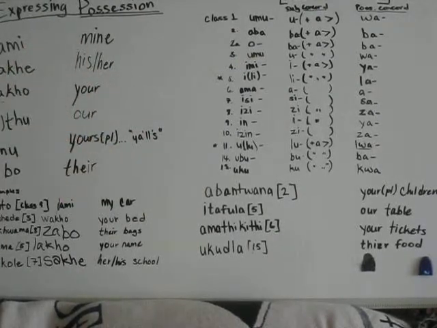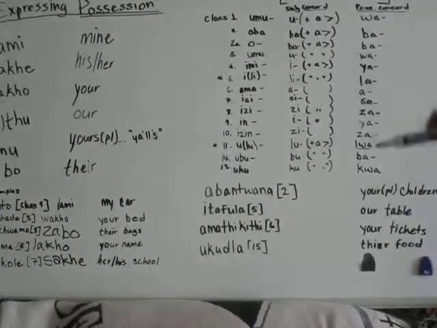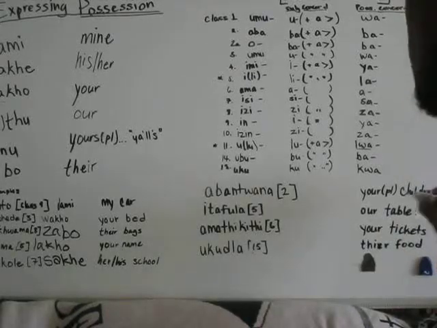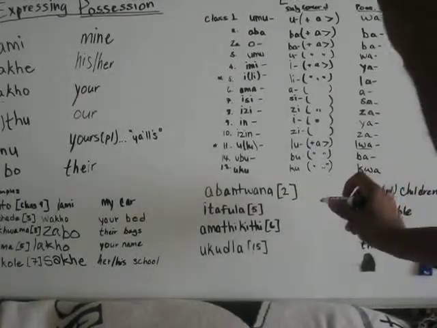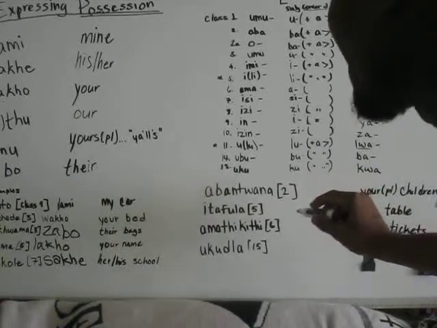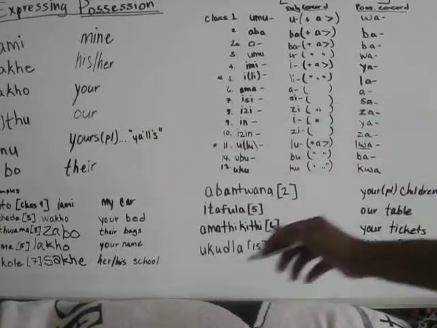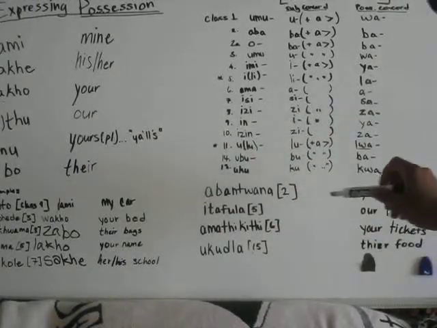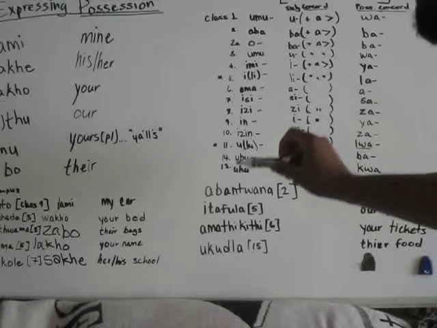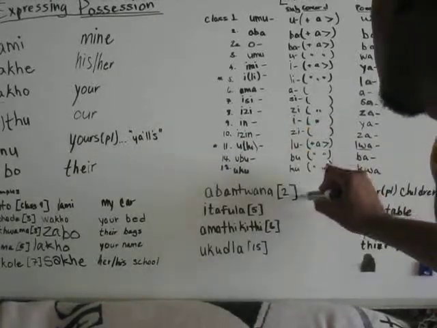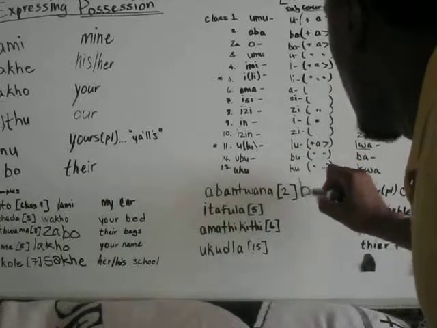Abantwana. We had an Aba example earlier also. So we know that abantwana is the Aba class, which is ba, which would give us, if we want to say your plural, or y'all's kids, the inu here. So inu plus ba, e, nu, benu. Abantwana benu.